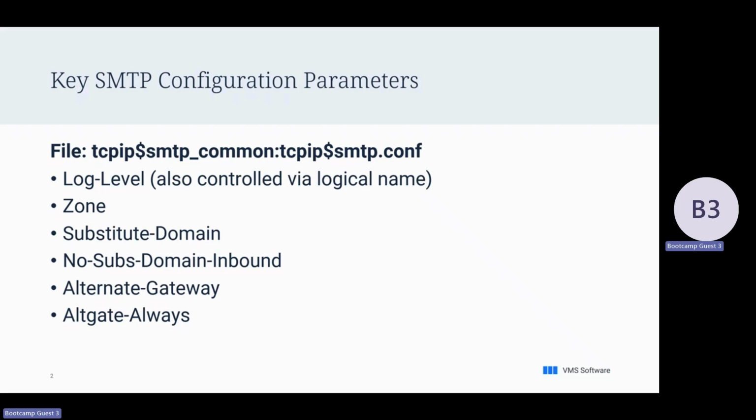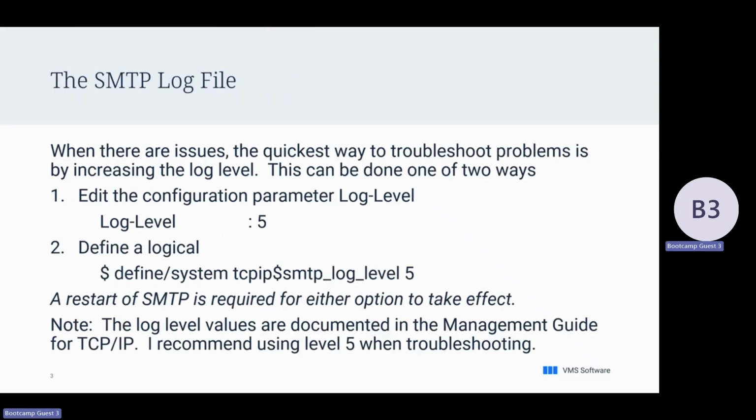Today we're concentrating on 5.7 and higher because we're going to talk about the config file. In our config file, there's a parameter you can set, the log level. We'll talk about what the zone is. We'll talk about a substitute domain, a no substitute domain for our own node, an alternate gateway, and then if you always want to send it there. So those are the things that we're going to need to troubleshoot outgoing SMTP mail or to configure it. It looks simple right now, right? Simple Mail Transport Protocol.